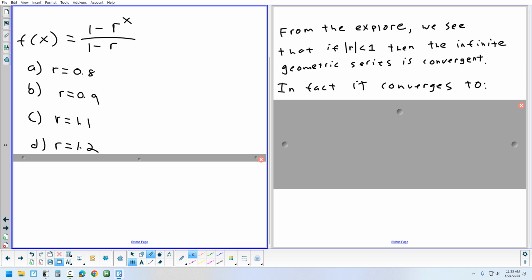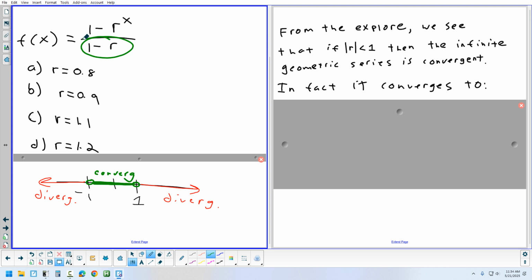So you want to think of it as like a picture. This is the zone where things converge, anywhere in that green area. Anywhere in the red area, that's divergent. And then if you use 1 or -1, well, then you run into a problem. If you plug in 1, then you're going to be dividing by 0. So we don't really deal with r equaling 1.